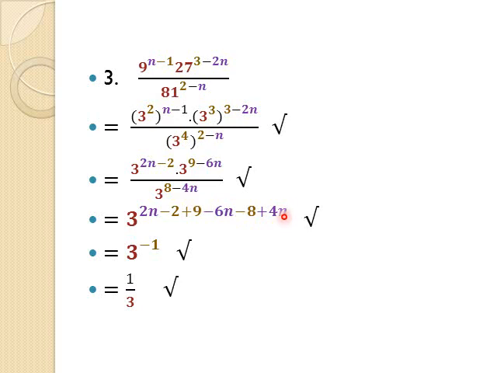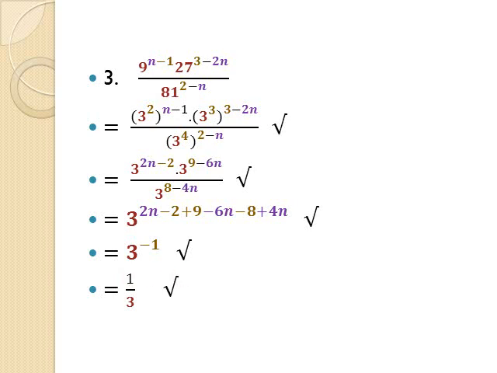Right, from there, 4n plus 2n gives me 6n. 6n minus 6n gives me 0. 9 minus 8 gives me 1. Minus 2 plus 1 gives me negative 1. Again, we do not want a negative exponent as a final answer. So I have to take that to the bottom. 3 to the negative 1 becomes 3 to the power 1, and I simply leave 1 on top. So hope you follow and understand so far.